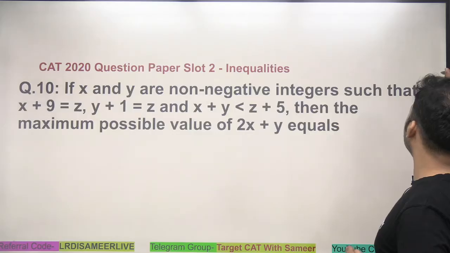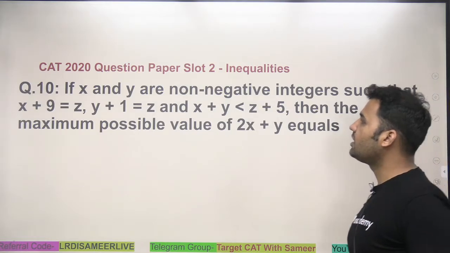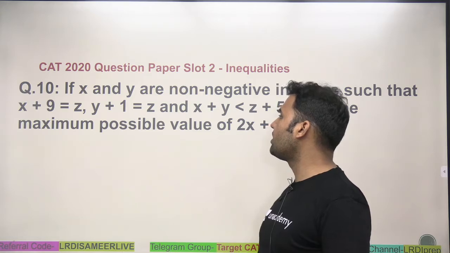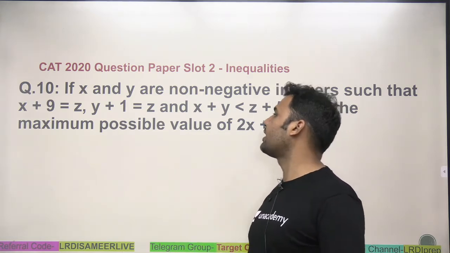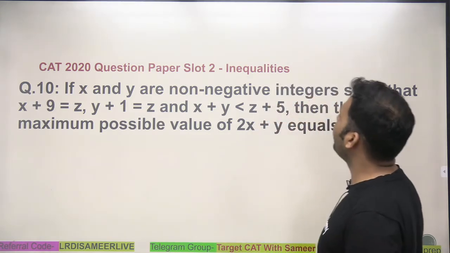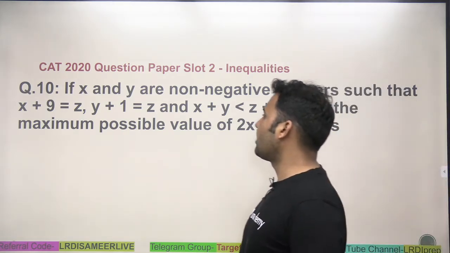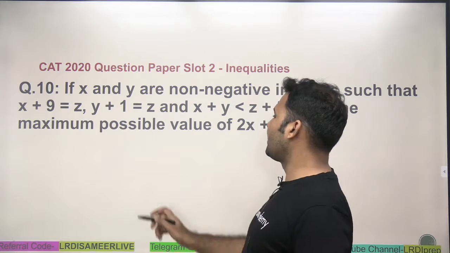Guys, let's have a look at the next question of inequalities, or you can say the linear equation. Very simple question, right? It's not a difficult one. You just need to observe all the expressions given here. x and y are non-negative integers such that x plus 9 is z and y plus 1 is equal to z. So what are x, y and z?